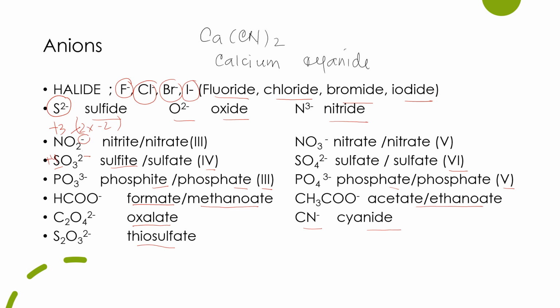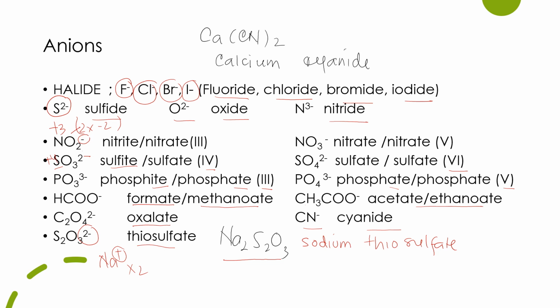Another example: Na2S2O3. S2O3 is -2. Na is +1. So the formula of the compound is Na2S2O3. The name is sodium, the name of the metal, and S2O3 is thiosulfate. So sodium thiosulfate.